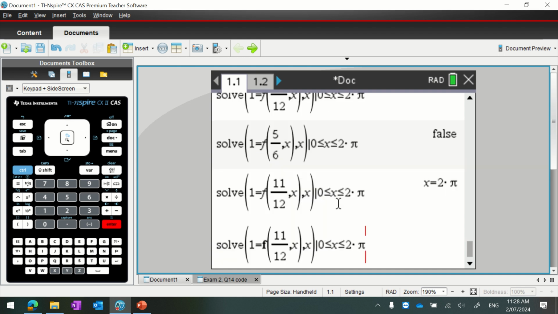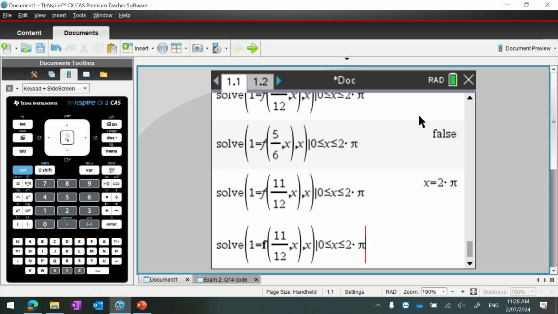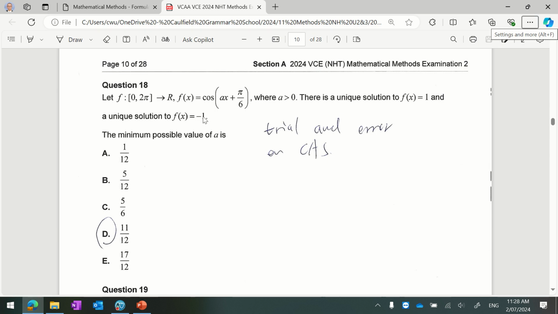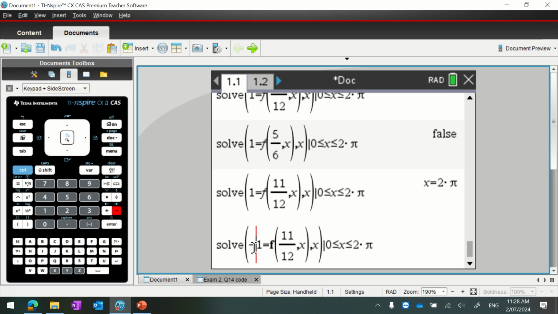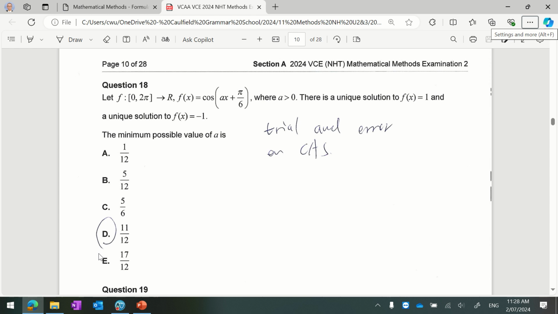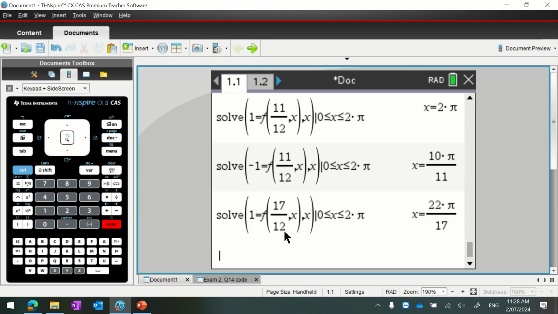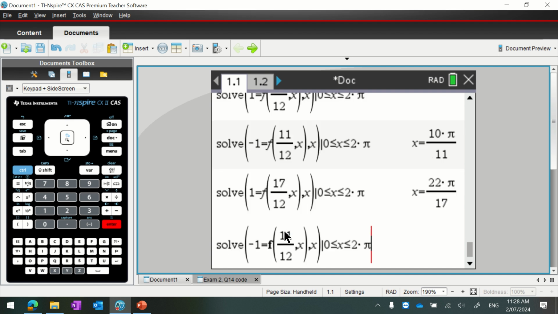11 over 12, that's one answer. So there is a unique solution to f(x) equals 1 when a is 11 over 12. But there should be another one when f(x) equals negative 1. So here is what I try. And there is, of course, a unique solution. And then the next part is I'm still going to try option E, 17 over 12. So 17 over 12, there is a unique solution.